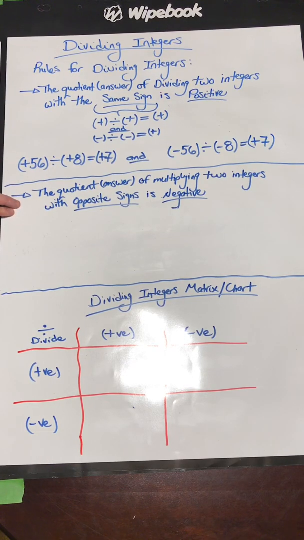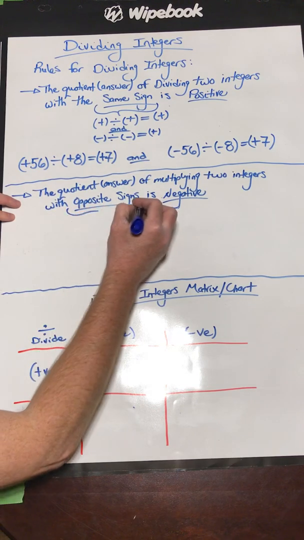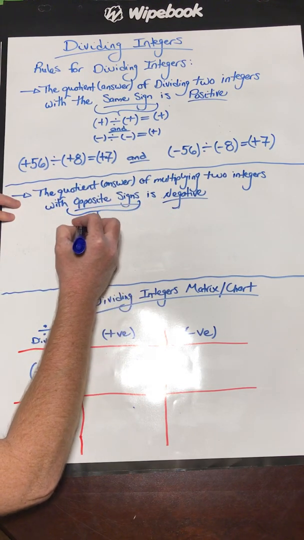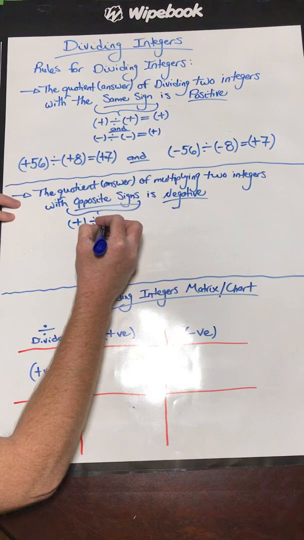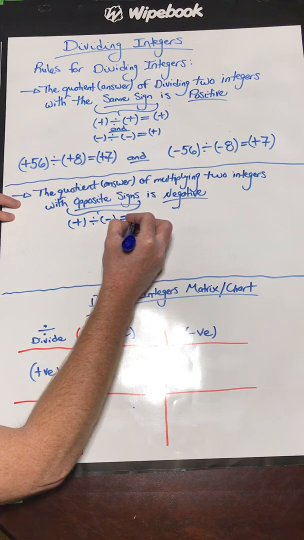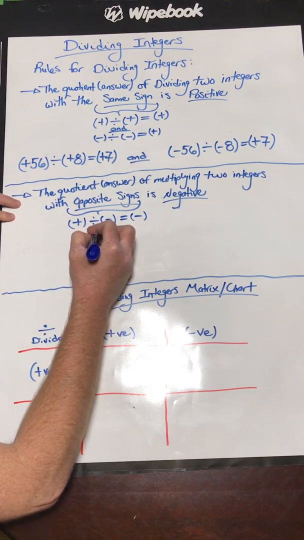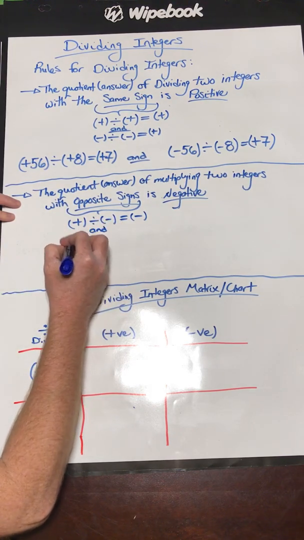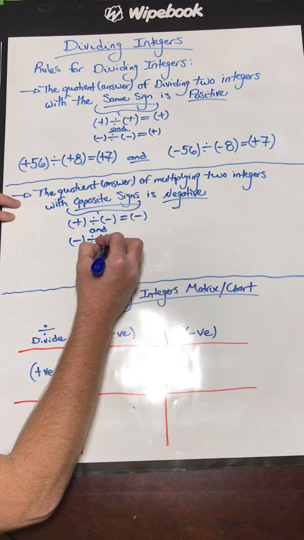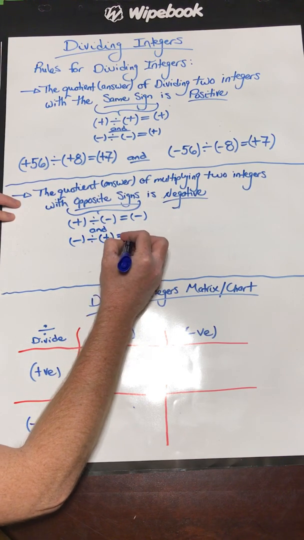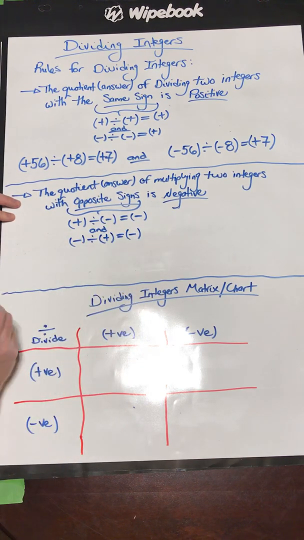Second rule is that the quotient, or the answer, of dividing two integers with opposite signs is negative. So if we have a positive integer divided by a negative integer, the answer is going to be a negative integer. And if we have a negative integer divided by a positive integer, it is going to be a negative integer, because we have opposite signs.